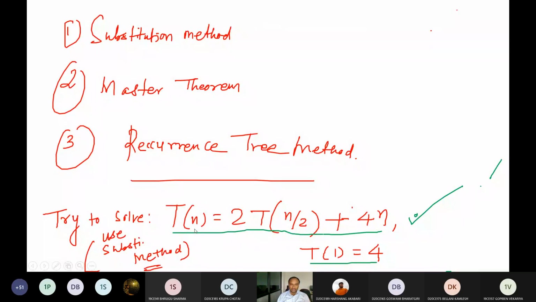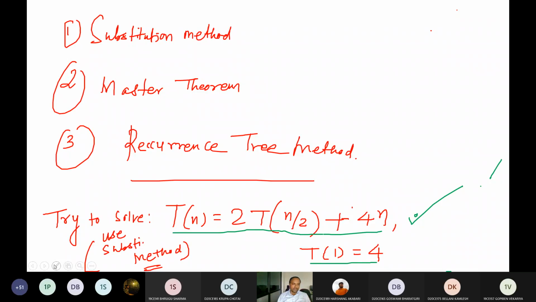T of n is equal to, everyone please write down in your notebook, T of n is equal to 2T of n divided by 2 plus 4n. In the last week's example we took only n here, but instead of that, let us say you are given 4n. You are also given the base condition T of 1, and the value of T of 1 is equal to 4.